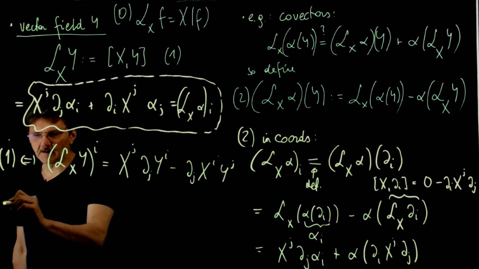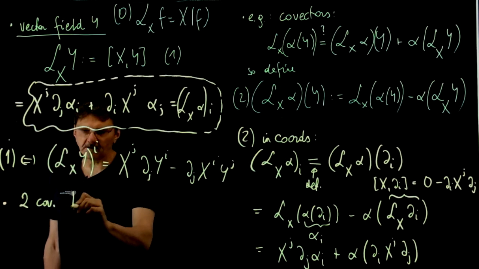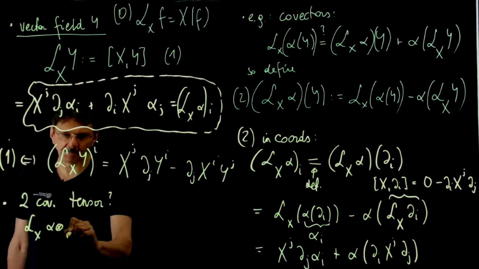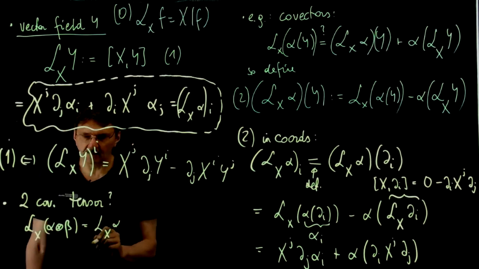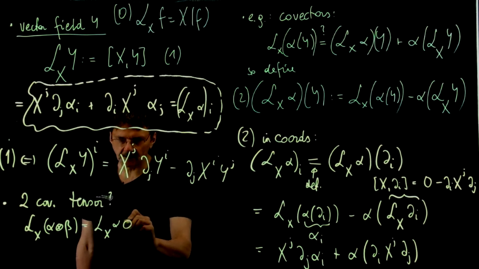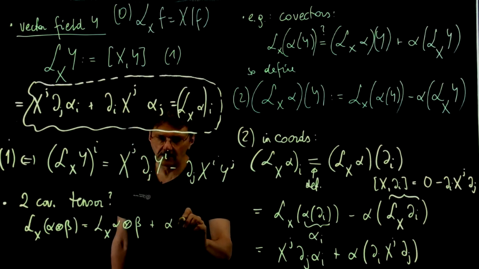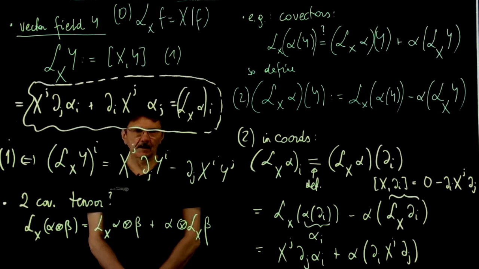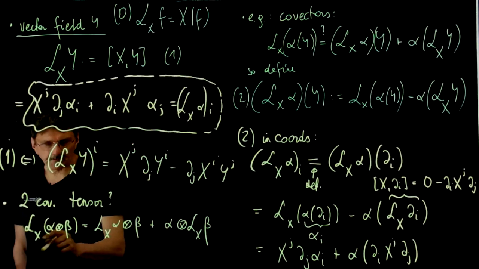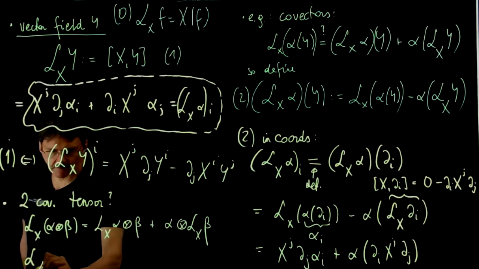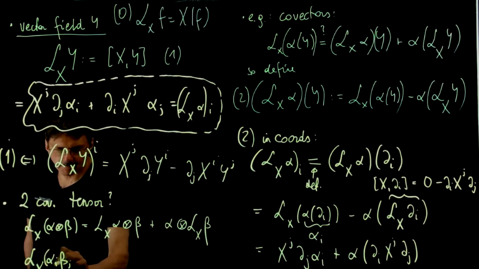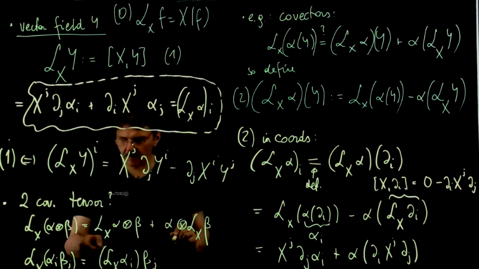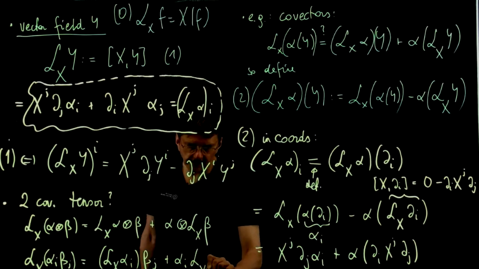Good. So now let's take a two covariant tensor. The rule would be that Lx of alpha tensor beta should be Lx alpha tensor beta plus alpha tensor Lx beta. So the Lie derivative should satisfy the Leibniz rule with respect to the tensor product. So let's use this formula. Lx of alpha i beta j should be first Lx alpha i beta j plus alpha i Lx beta j.